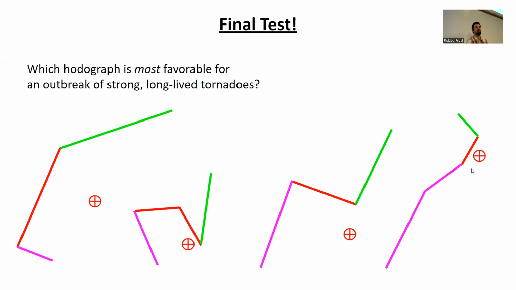Now, wrapping all of this and every lesson together, which hodograph do you think is most favorable for an outbreak of long, strong track tornadoes?